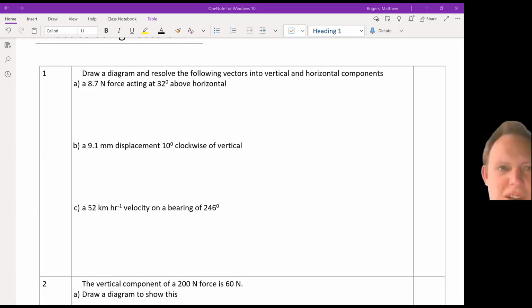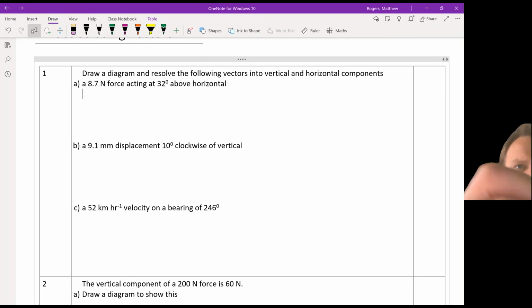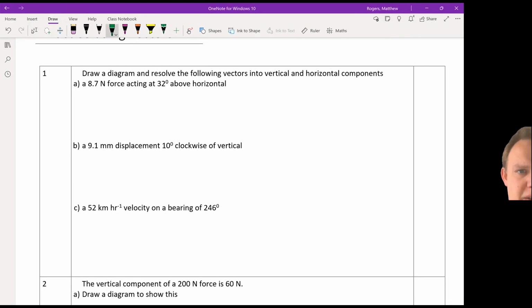Question 1 is about drawing diagrams and resolving vectors into vertical and horizontal components. As always, a sketch diagram is good enough. So 8.7 newtons, 32 degrees above the horizontal. We can see that we should have a horizontal component and a vertical component like this.